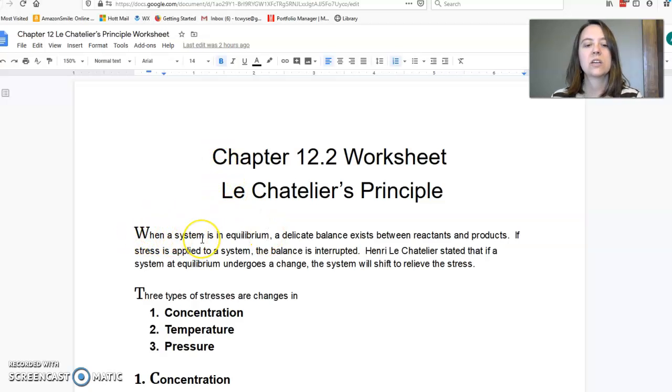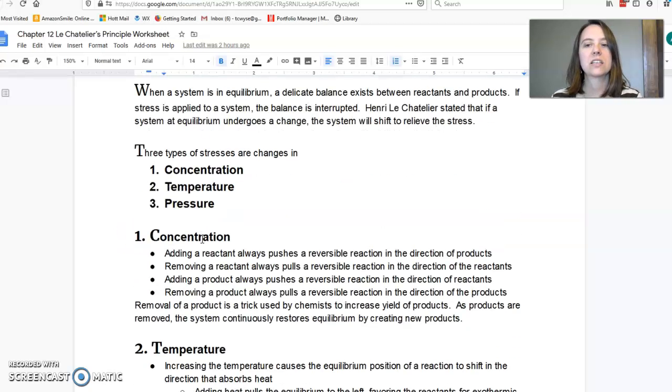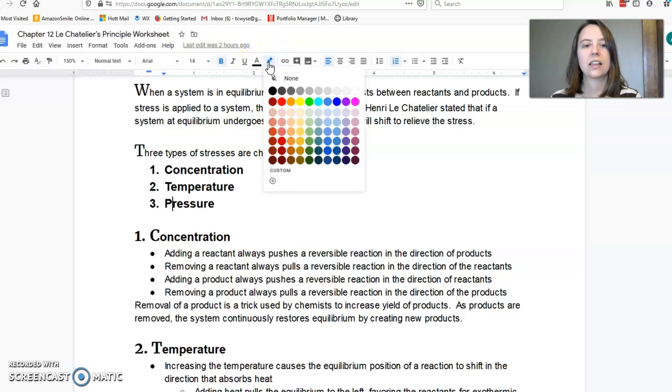When a system is in equilibrium, a delicate balance exists between reactants and products. If stress, which means a change, is applied to a system, the balance is interrupted. Henri Le Chatelier, a French chemist, stated that if a system at equilibrium undergoes a change, the system will shift to relieve the stress. That is an important thing, so we're going to highlight that.